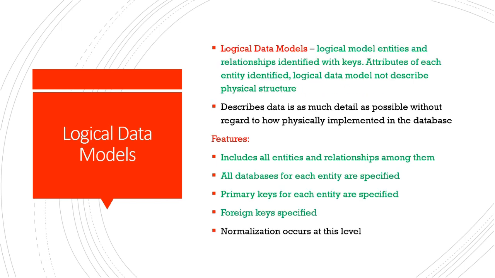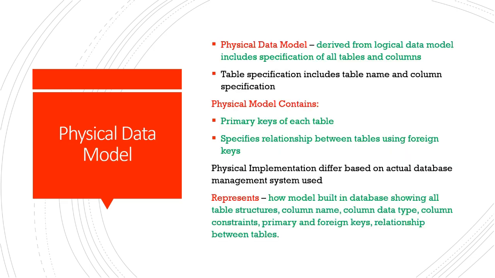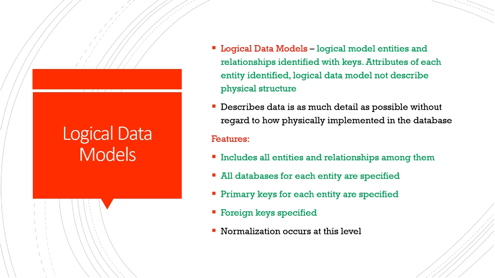But then you have another model which is called a logical data model, and these are different to a conceptual data model. A logical data model has entities and relationships identified, and it has keys identified as well. The attributes of each entity will be identified. So an entity may be something like product, and then an attribute of that there is product ID, for example. And this logical data model will not describe the physical structure, but it will just give these attributes and entities, and then which one's a primary key, which one's a foreign key, etc. So it will describe data in as much detail as possible without regard to how it's physically implemented in the database. This is then whenever we talk about the physical data model, we'll come back, and that's how you actually talk about how it's physically implemented.